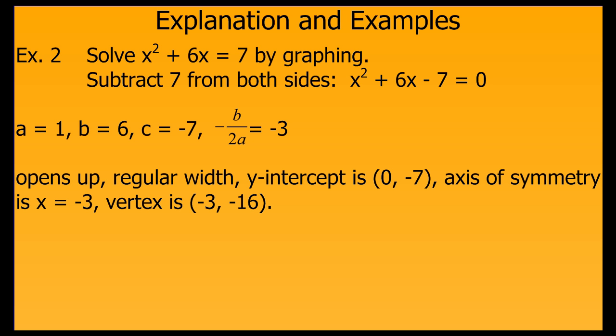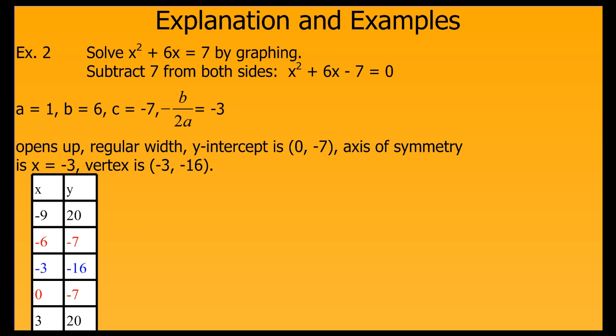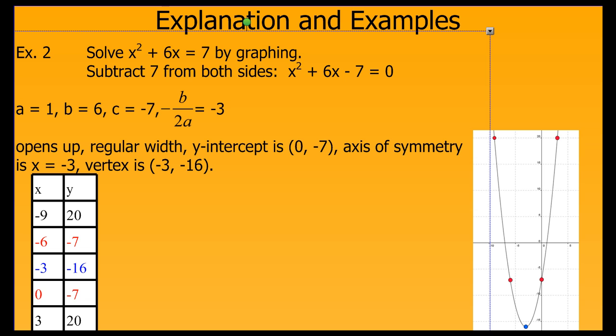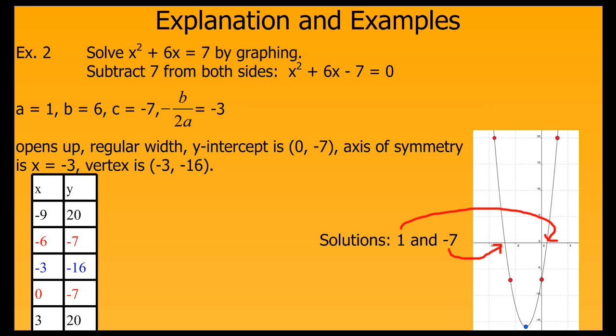That tells us that we know that it's going to open up, has a regular width, a y-intercept of 0, negative 7, an axis of symmetry of x equals negative 3, and the vertex will be at negative 3, negative 16. We can then complete our table of values using the vertex, the y-intercept, the point that's symmetrical to the y-intercept, and then two other symmetrical points. When we graph it, it looks like this. We can then see from our graph that the solutions are positive 1 and negative 7.